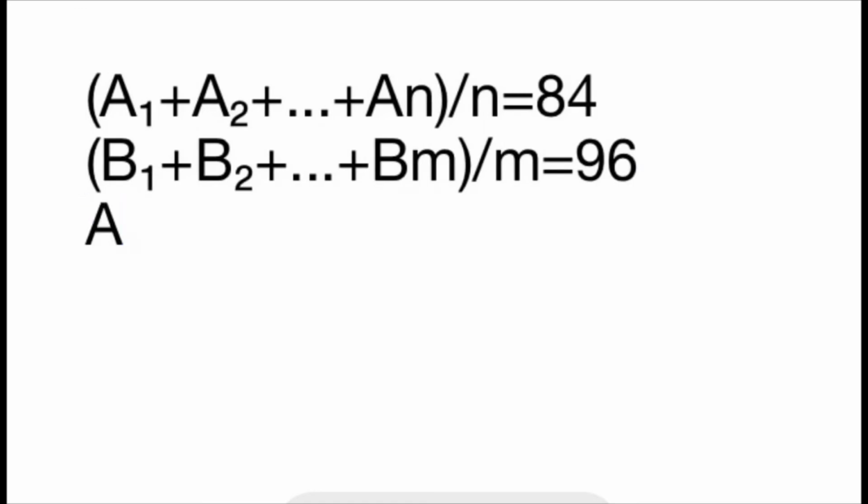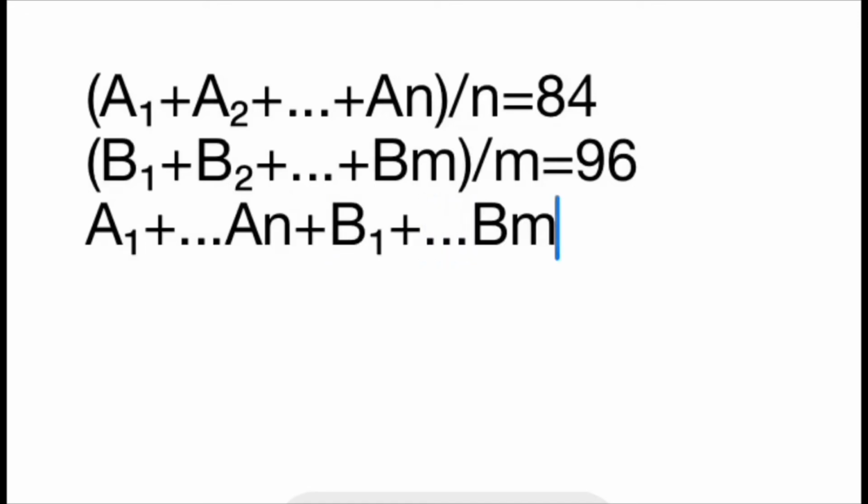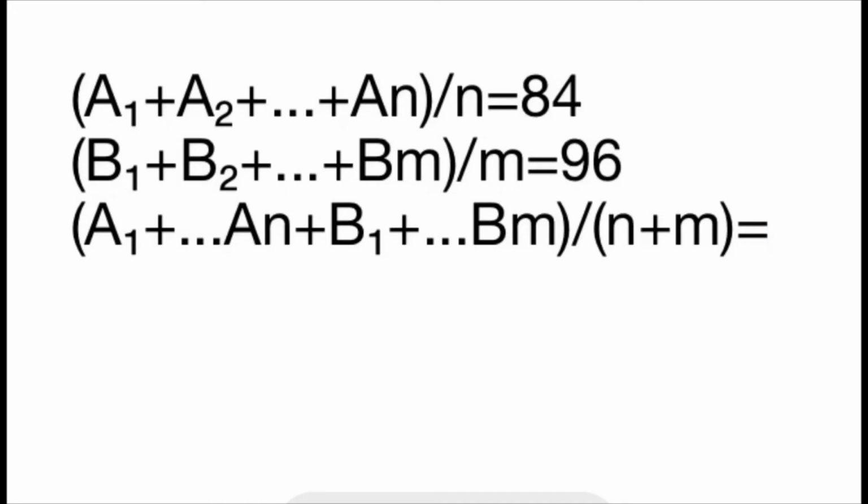And as you remember, the club sold an average of 92 raffle tickets per member. So A1 plus etc. plus AFn plus BF1 plus etc. plus BFm, divided by n plus m, is equal to 92.